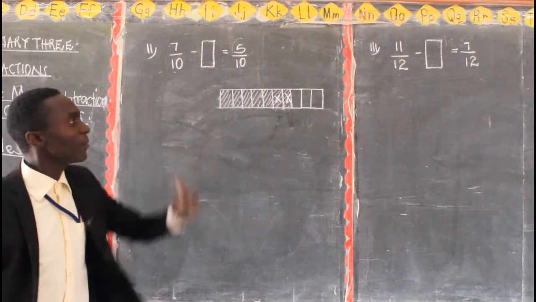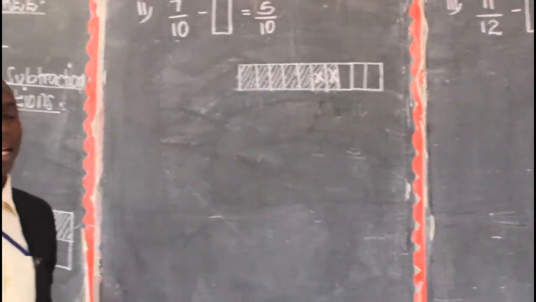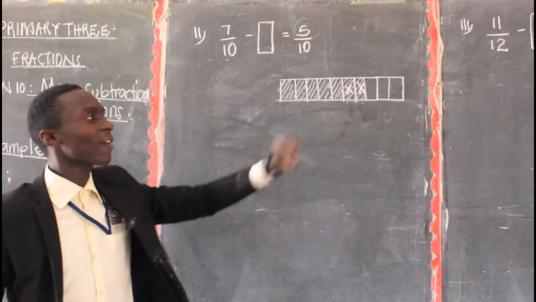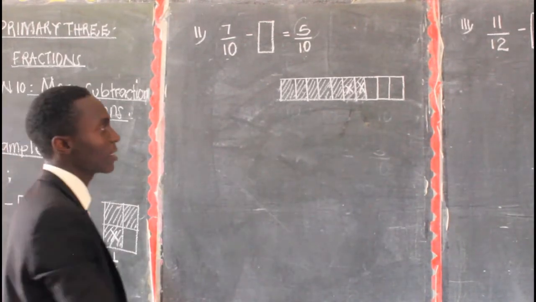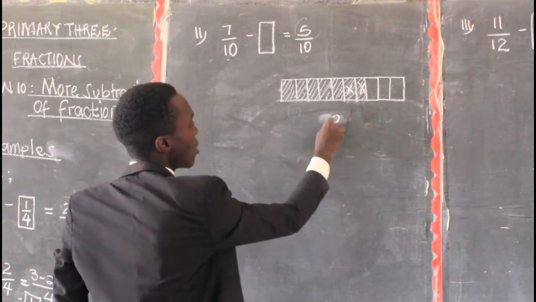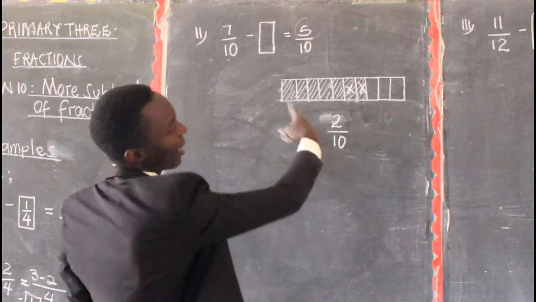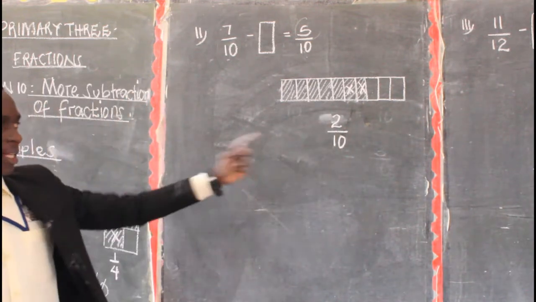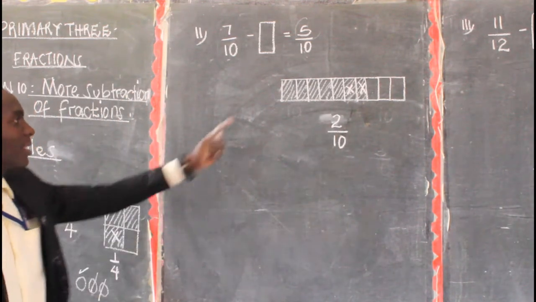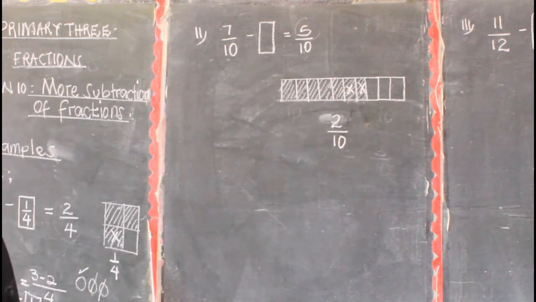Since we are now remaining with 5, it means that our fraction that should go in between here is the fraction that we have cancelled out. Those parts that we cancelled out. So it means that our answer will be 2 out of 10, because 10 are the total parts. This becomes our answer. This is a direct method of calculating this number, but we can also use the other method.